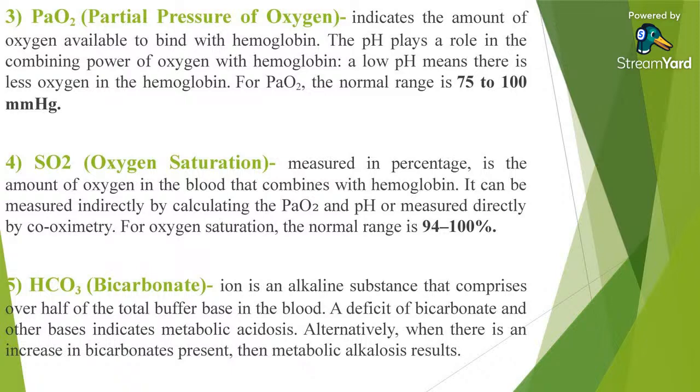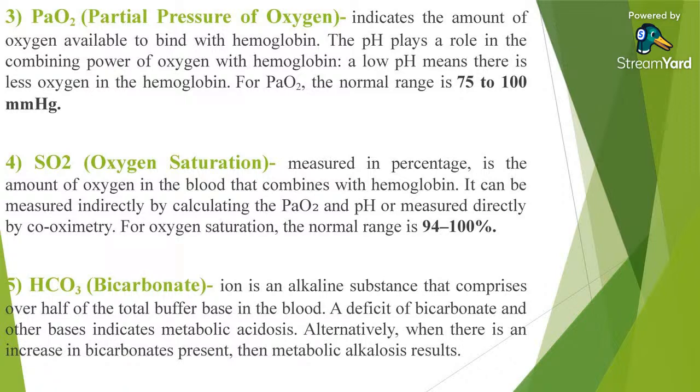Next is your oxygen saturation, which is measured in percentage. It is the amount of oxygen in the blood that combines with hemoglobin. It can be measured indirectly by calculating from the partial pressure of oxygen and pH, or measured directly by co-oximetry. For oxygen saturation, the normal range is 94 to 100%.